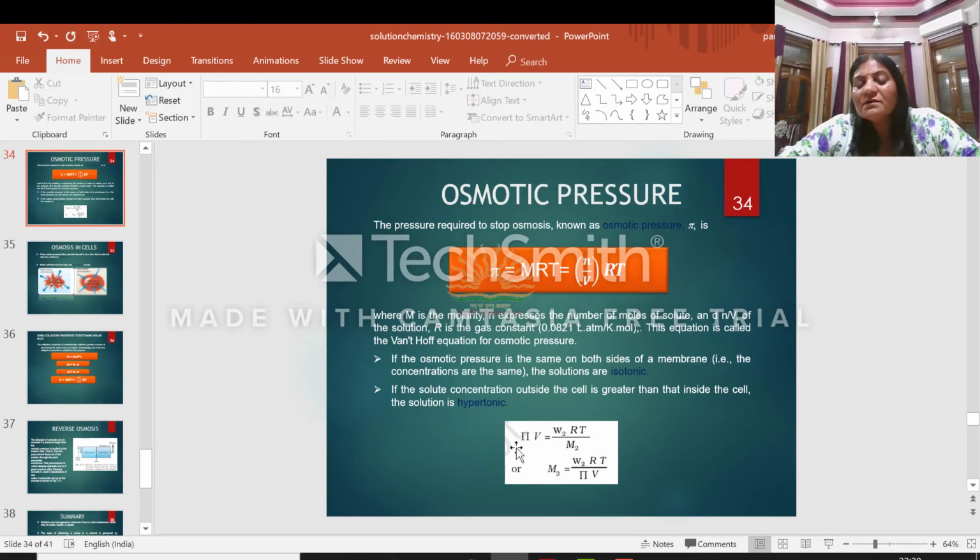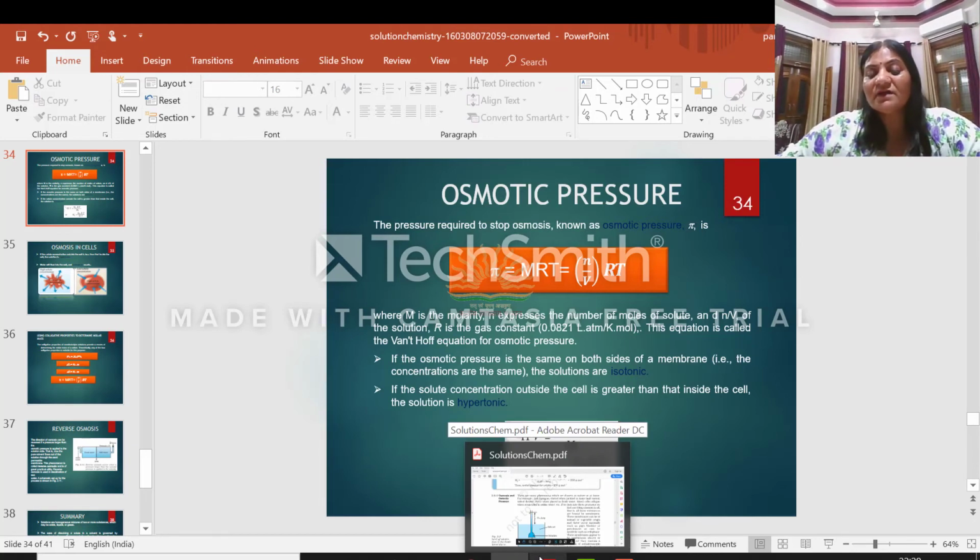Clear? Now the equation is pi V is equal to nRT, and we can write n as W2 divided by M2. Now this is the weight of the non-volatile solute divided by its molar mass, into RT. Then when we want to calculate the molar mass of a non-volatile solute, M2 is equal to W2 RT by pi V, where pi is the osmotic pressure, V is the volume of the solution, capital R is the gas constant, and T is the temperature on Kelvin scale.